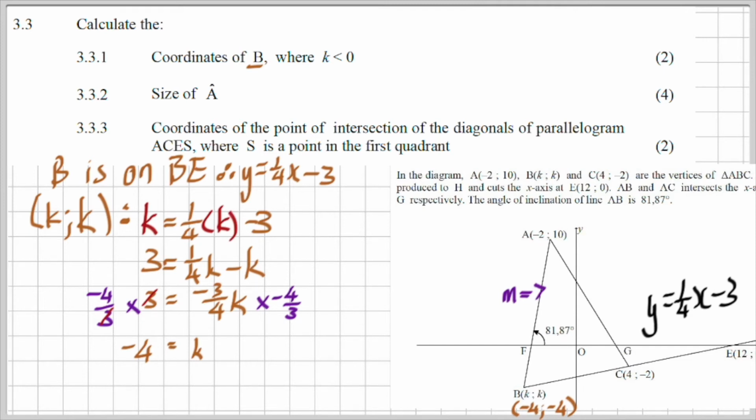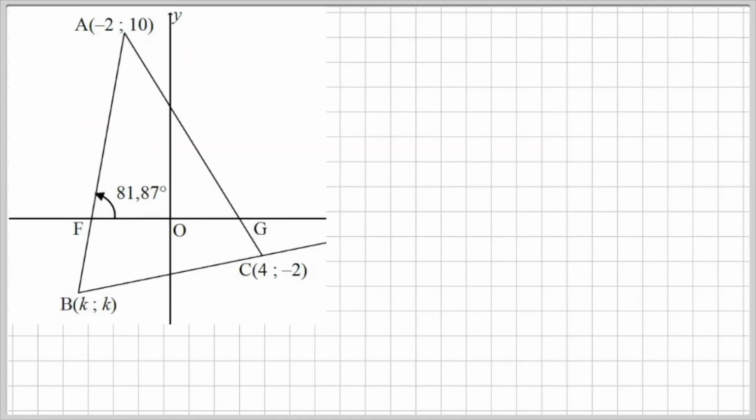Remember my 70, 80, 90 percenters? You need to have 2 options available in your mind to complete sums like this. Now let's look at 3.3.2. Now 3.3.2, it asks us to calculate the angle A.